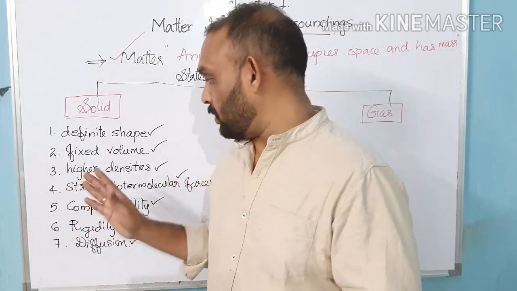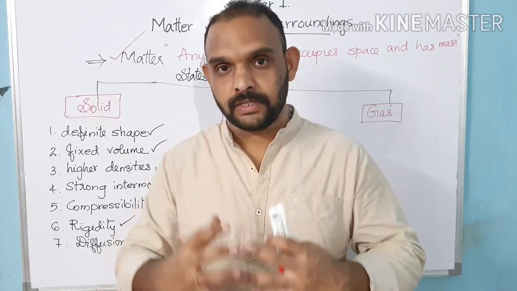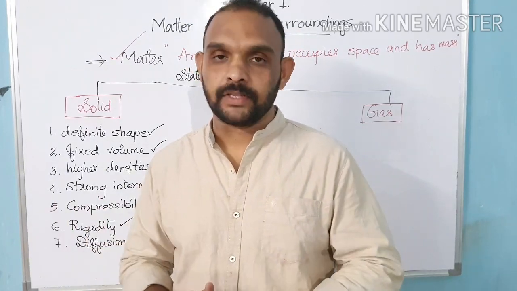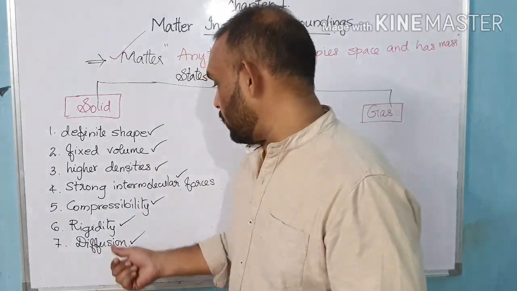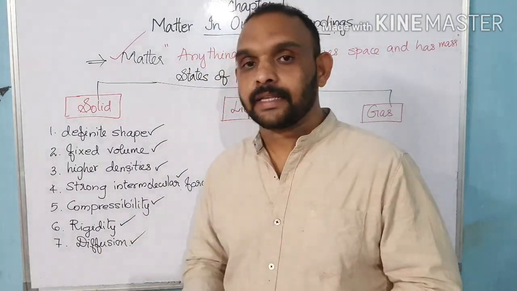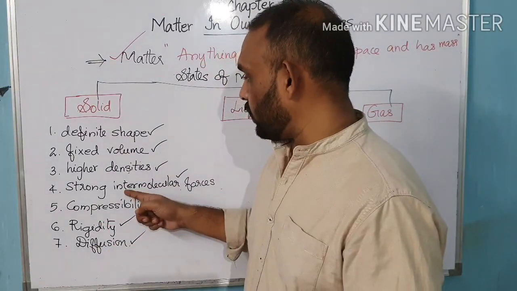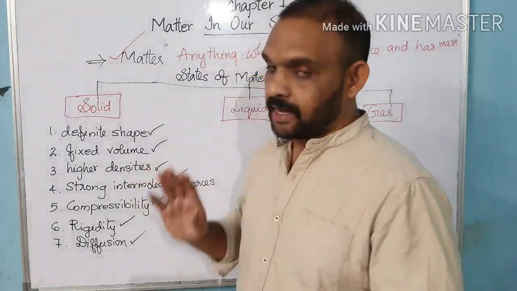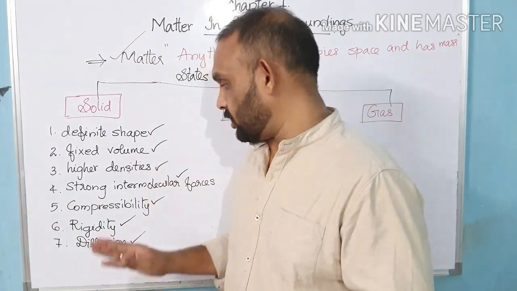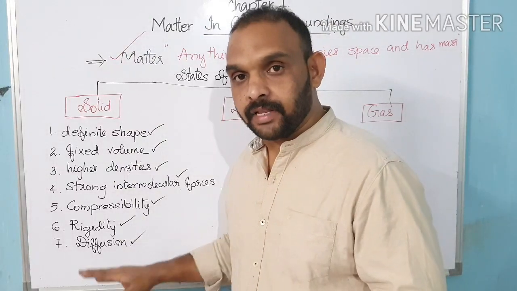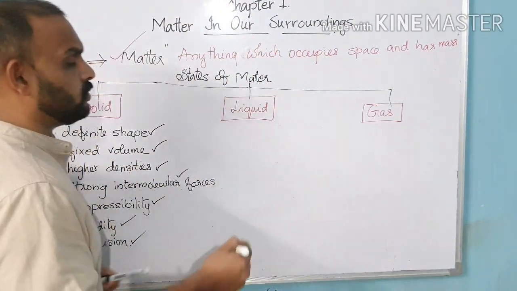But as I said in the fourth characteristic, if you apply more force than a solid can withstand, it may break into pieces. Okay. Then the sixth one is rigidity. Yes, because of these two, strong intermolecular force and low compressibility, it will have higher rigidity. The seventh one is diffusion. What is meant by diffusion? This is a new thing.